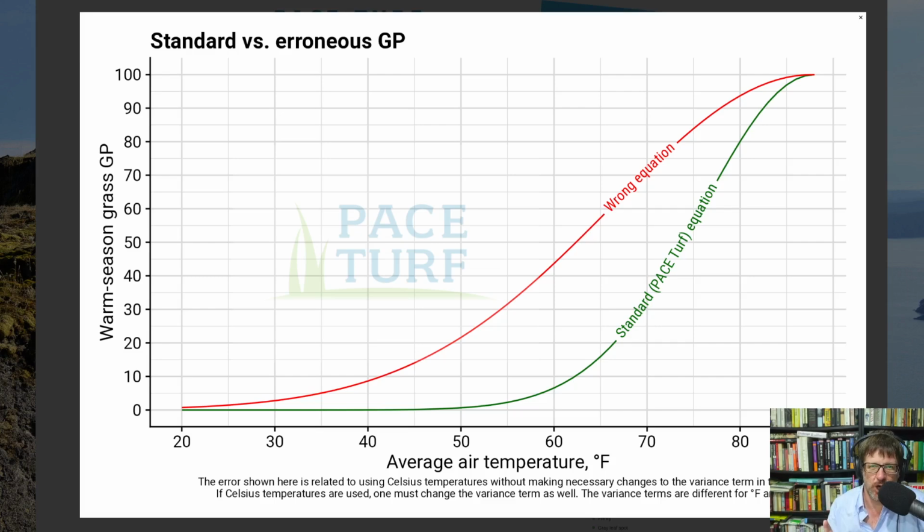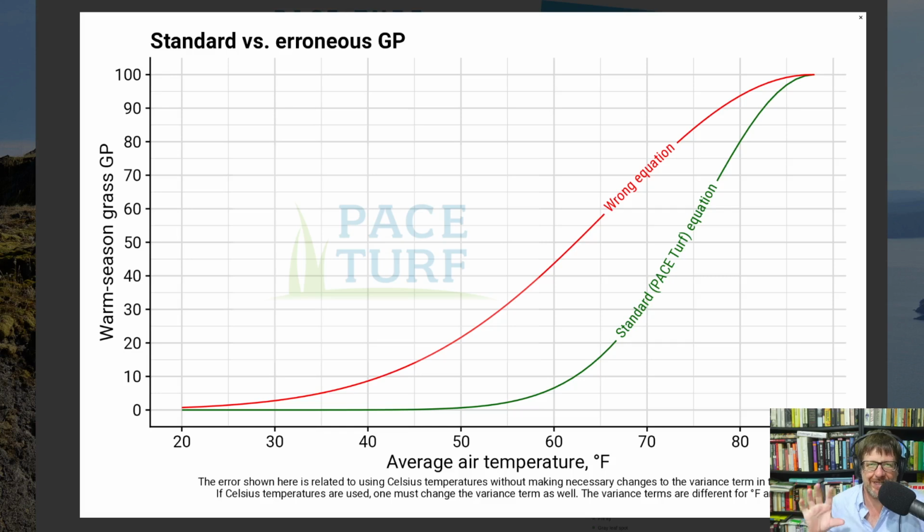On this chart, I also have a red line that is labeled wrong equation. And the only thing that I've done with this wrong equation is I have set it to take input of Celsius degrees. I have also set it to have an optimum temperature of Celsius degrees. But I left the variance number, or the shape of the curve fitting number, the same as it is on the Fahrenheit scale.